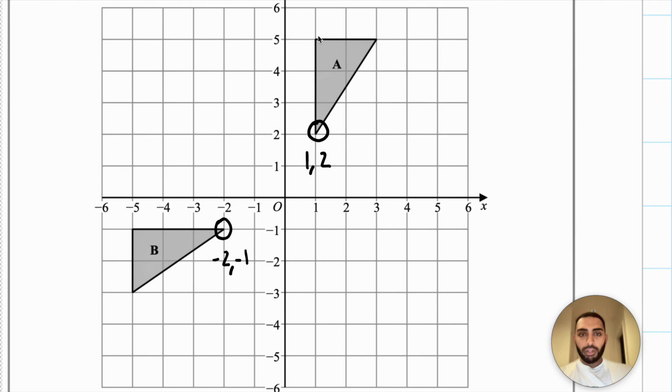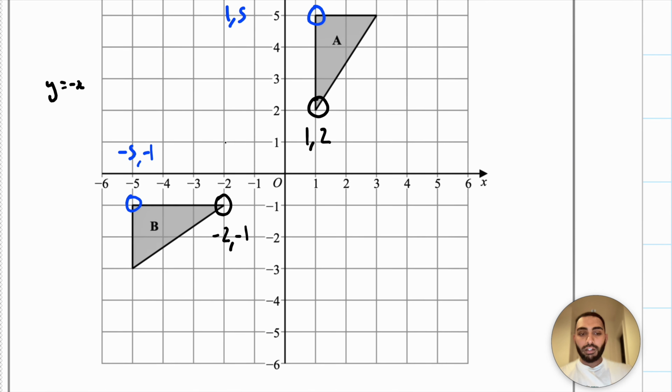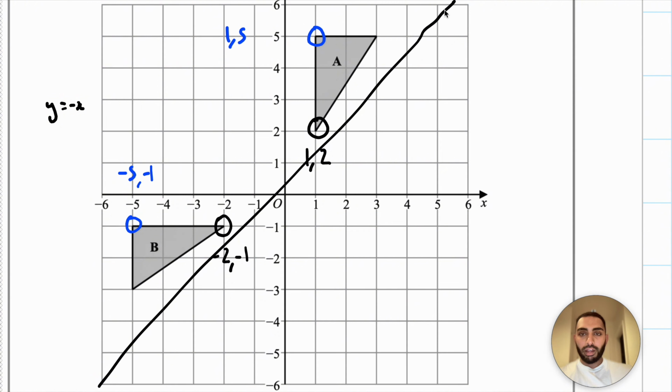I'll do one more. So this point in the corner, I've got (1, 5), and it's become (-5, -1). So you can see the x and the y values have changed, they've become negative, it's reversed. That's telling me the equation of that line would be y = -x. The line of y = x would look like that, going through the origin, one up and one across every time. The line of y = -x is the opposite way. It would look like that.